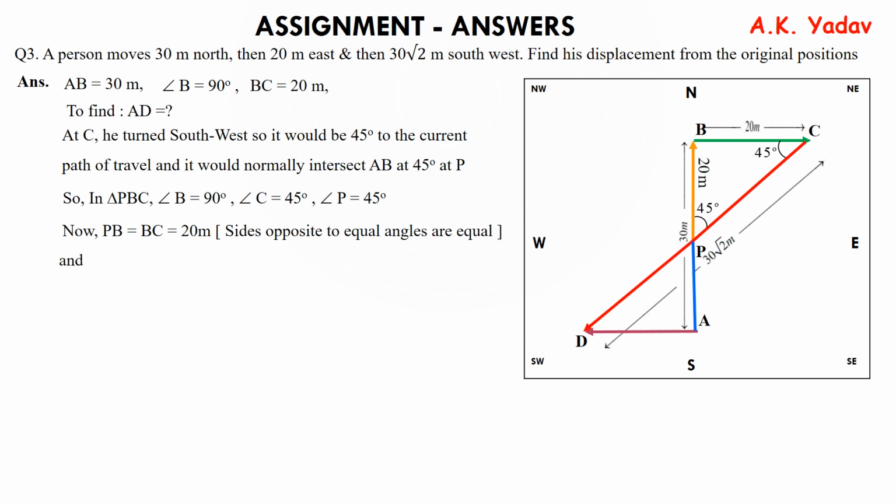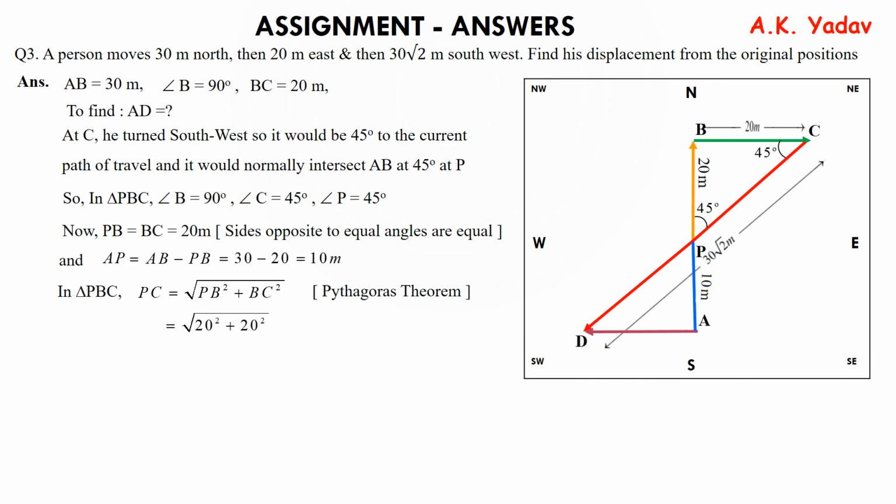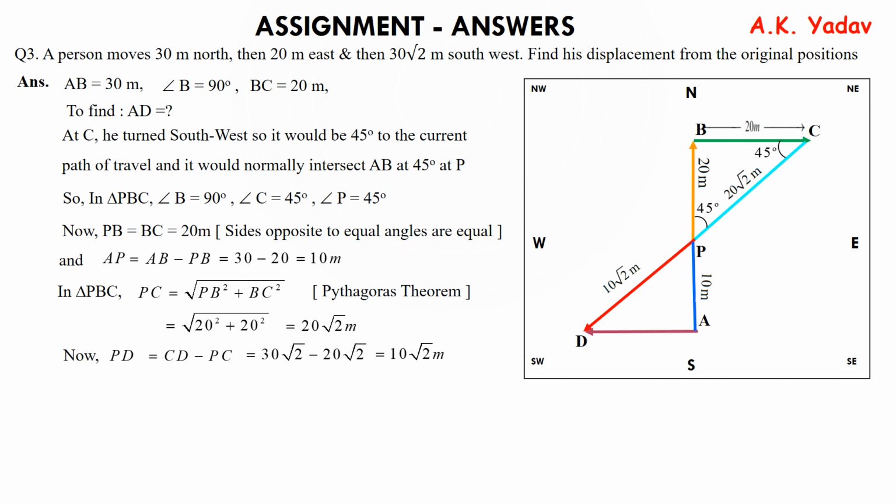Now if PB is 20, what about AP? AP can be written as AB minus PB, that is 30 minus 20 is equal to 10 meter. Now in triangle PBC, yes, this blinking triangle, PC is equal to under root of PB square plus BC square by Pythagoras theorem, and it gives 20 root 2. What about DP or PD? That is equal to CD minus PC, which is 30 root 2 minus 20 root 2. That gives 10 root 2.